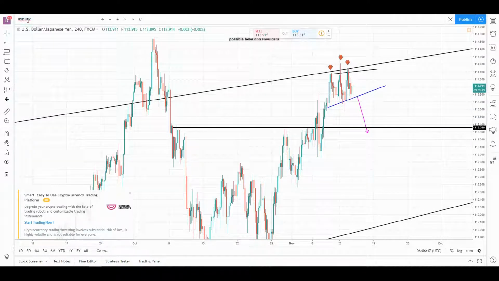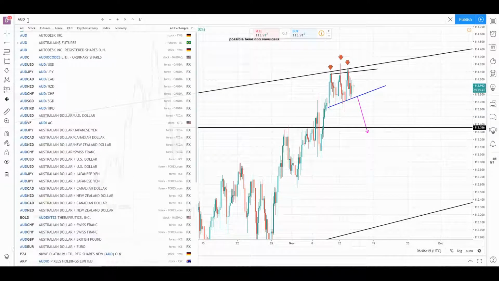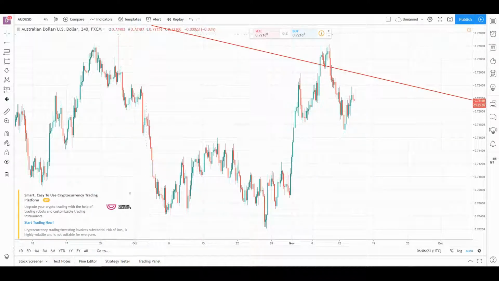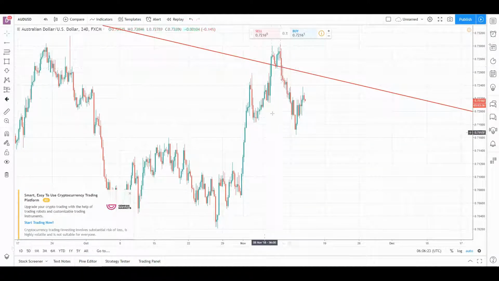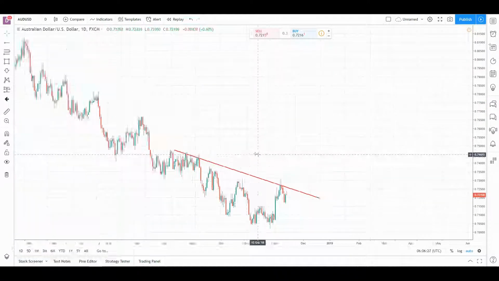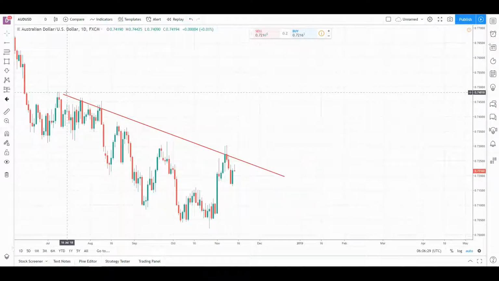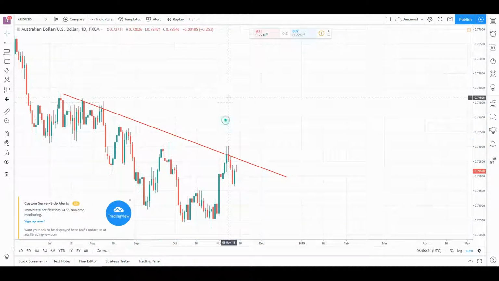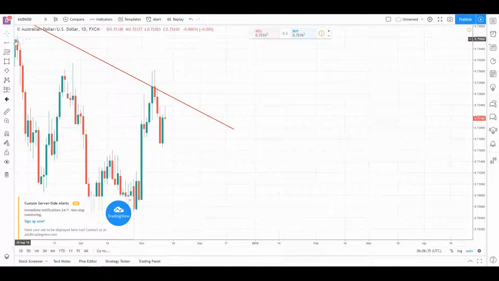Moving on to AUD USD. Now AUD USD is beautiful because you can clearly see we've got a head and shoulders here. And if we go over to the daily chart, we have this trend line here connecting the tops. Okay, connecting very well to the tops. Now we also have a reversal candle. This is one of my favorite candlestick patterns.